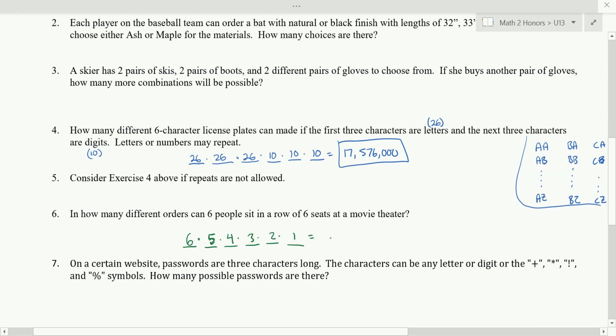And that comes out to be, what is it? 720. And again, you can check on the bottom, make sure the answer's there, right?